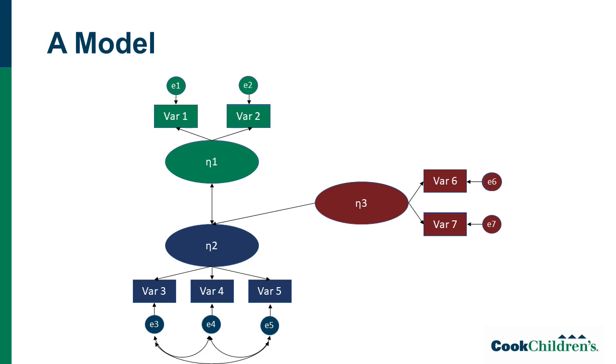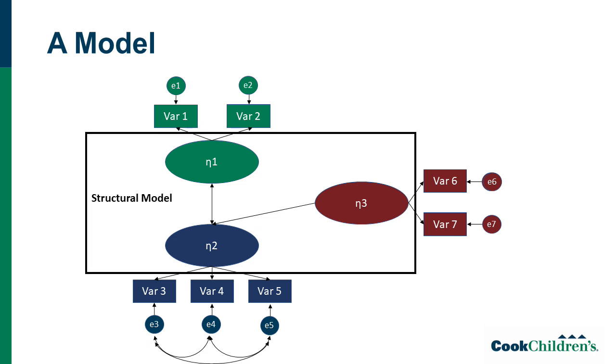To determine the magnitude of coefficients, the researcher is going to specify the structure of the model. So here, the researcher may expect that there's a correlation between your latent variables eta 1 and eta 2, as shown by the double-headed arrow. There may not be an expected relationship between eta 1 and eta 3, so there's no arrow drawn. And finally, the researcher may hypothesize that there's a unidirectional relationship of eta 3 and eta 2, so there's an arrow pointing from eta 3 to eta 2. All right, this is our basic model.